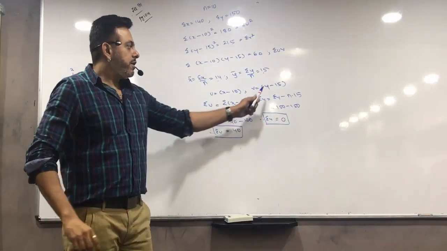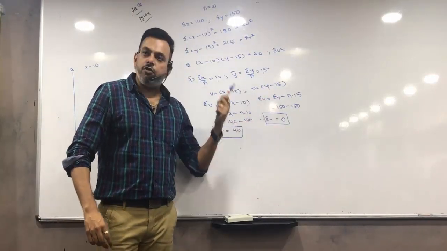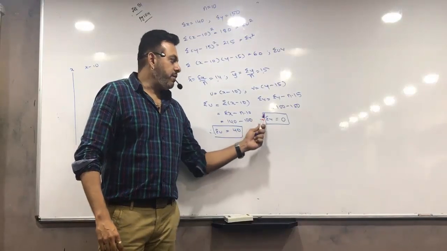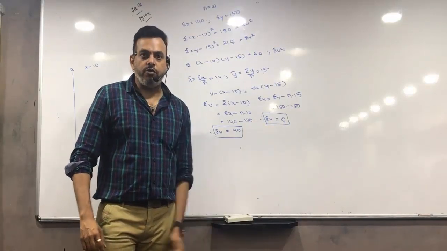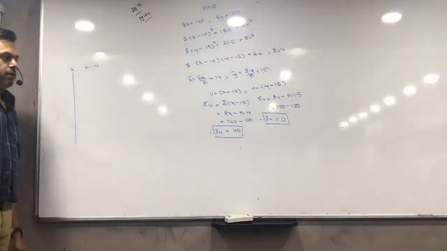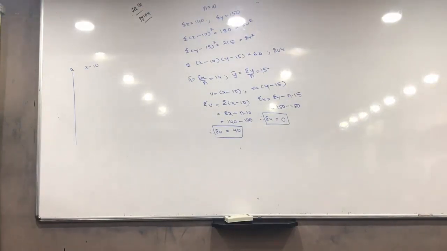Since we know that this 15 is also y bar, we obviously know the result. Sigma v is also equal to 0. Directly we can put it. Now we have to do it. Any doubt in this? All of you understood this? Go home and practice this once again.